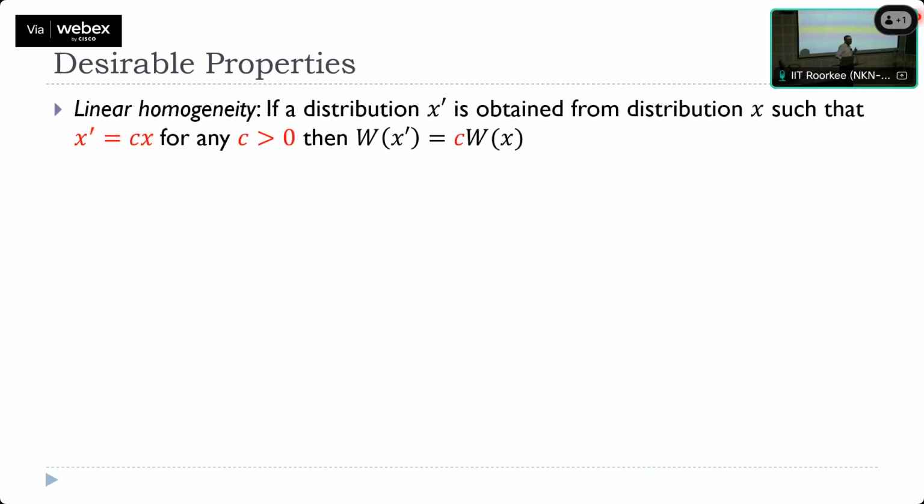Now I ask you a question. I gave you 1, 2, 3, 4, and I gave you 2, 4, 6, 8, and I asked you, oh, how much should welfare increase? And you just said double, right? This is what is called linear homogeneity.